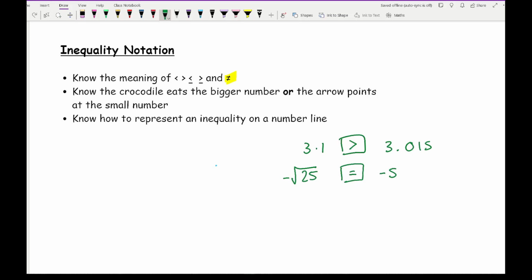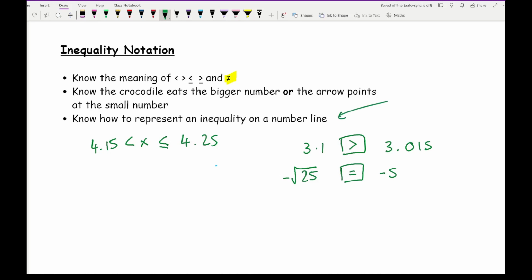Now the next thing for you to bear in mind is to know how to represent an inequality on a number line. So again, this could be linked with decimal number lines. So if I had something that looked like, let's say 4.15 ≤ x < 4.25, and let's put a line underneath that one. So again, it's just recognizing what they are.